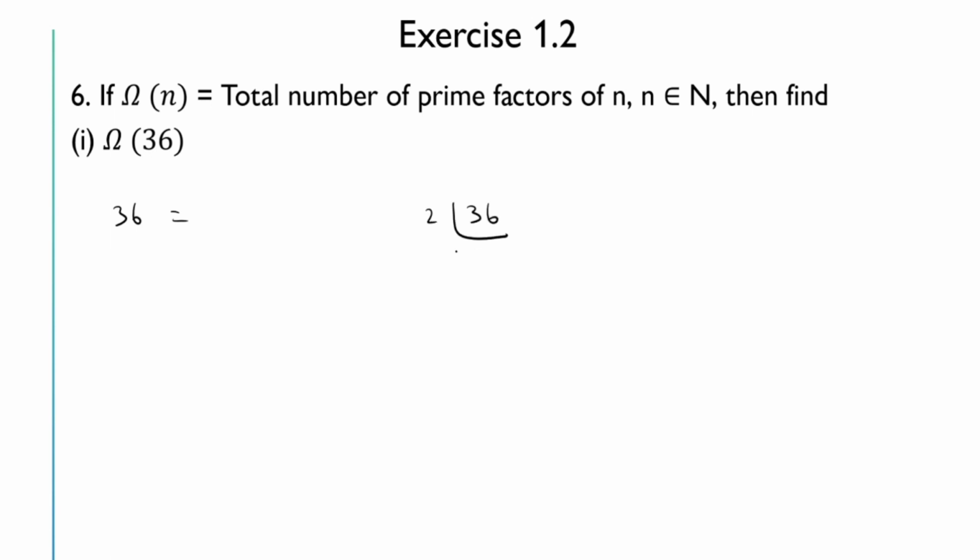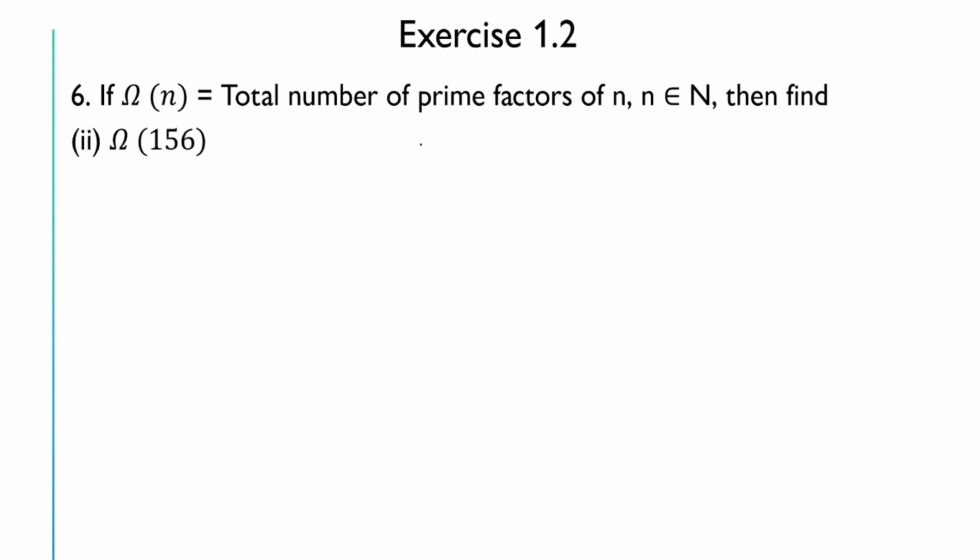So 36, if we factorize, we get 2 into 2 into 3 into 3. So omega of 36 is equal to 4. These are the total number of prime factors of n because it is 2 into 2 into 3 into 3. So omega of 36 is equal to 4.